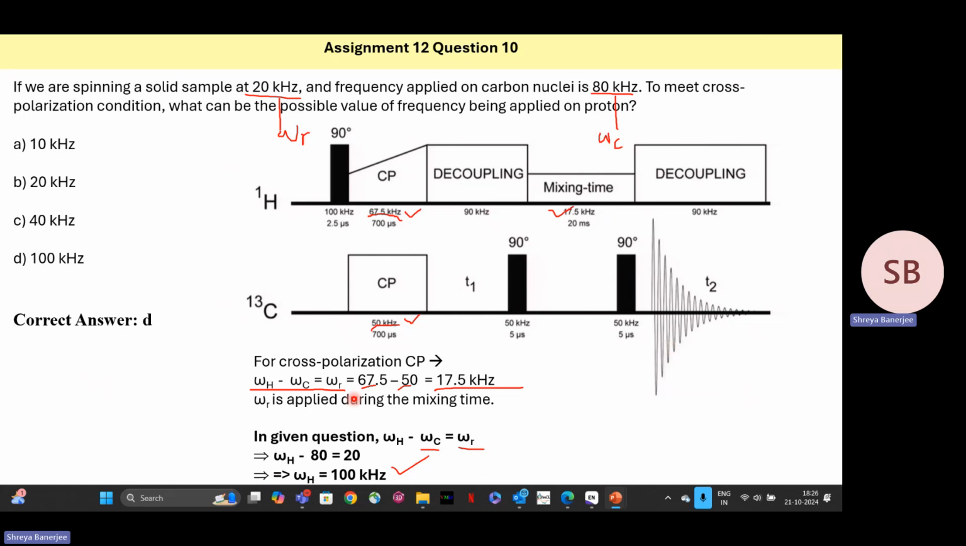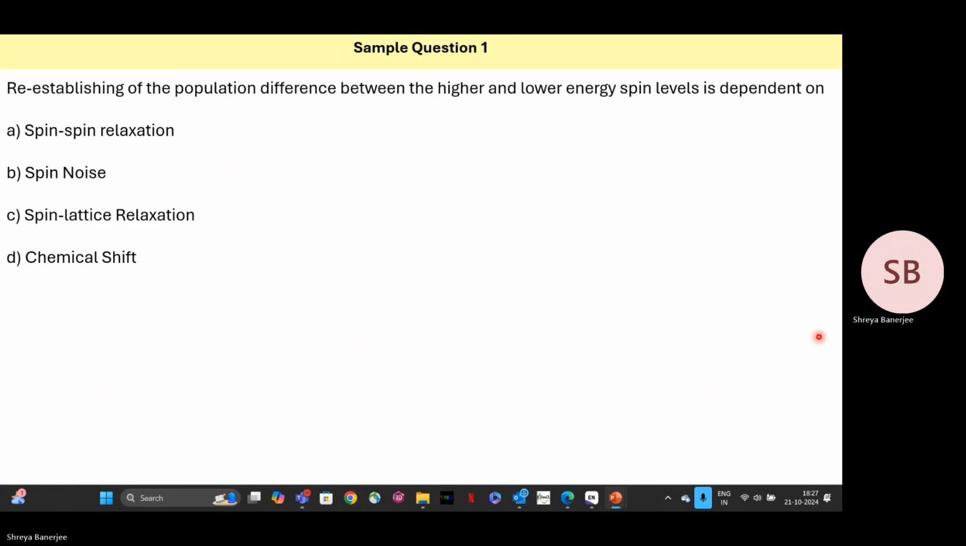So as long as this condition is fulfilled, that is, the spinning frequency is the difference of frequency of hydrogen and carbon, then the cross polarization condition is fulfilled, and whatever FID you detect on carbon, it will be a very well resolved spectra. So this basically covers the questions of assignment 12. Now, since this is the final class, I will go through some practice problems covering many concepts from the first class to the end. So let's go through these questions.